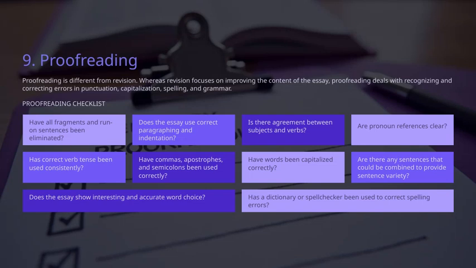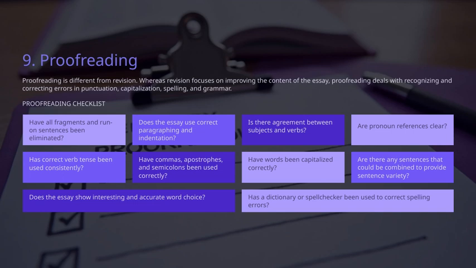Now, let's talk about proofreading, which is a crucial step in the writing process. Proofreading is different from revision. While revision focuses on improving the overall content and ideas of your essay, proofreading is about catching those small errors that can distract the reader. These include mistakes in punctuation, capitalization, spelling, and grammar. To help you stay organized, I've included a proofreading checklist.